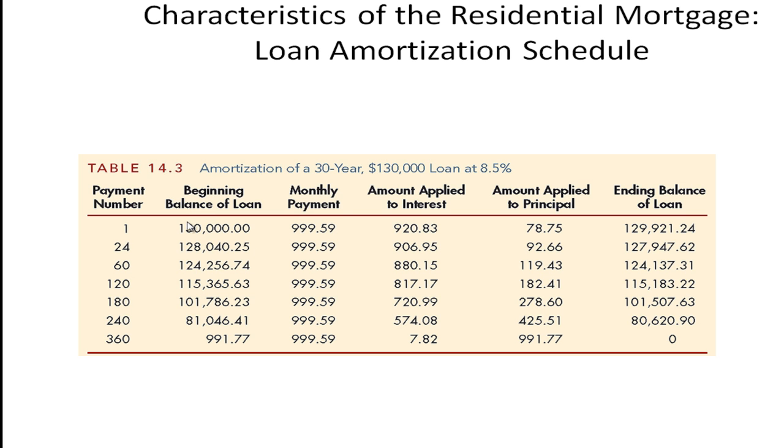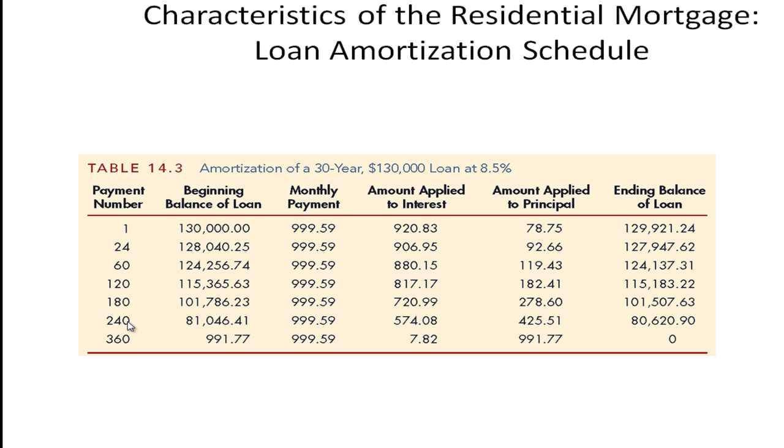And you can see that in the first month of the $999.59, almost all of it goes to interest, very little to principal, because you have a fairly big balance. But after, let's say, 60 months, where you have been paying for 5 years, your balance is a little bit smaller. So while it's still a fairly large percentage going to interest, more is starting to go to principal.